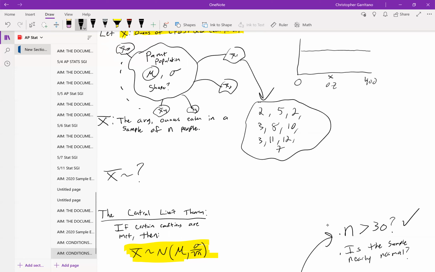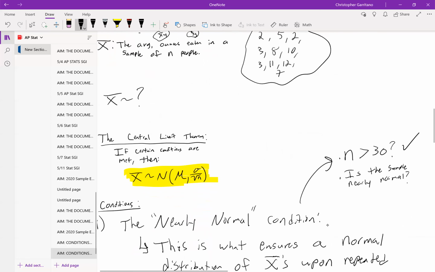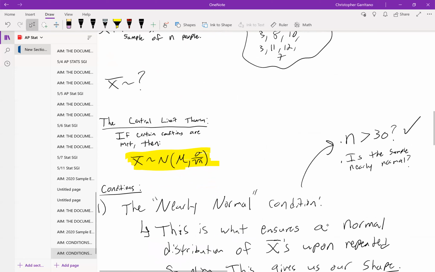I don't really think it is, to be honest, but anyway, that's not the point. So that's how you would check if n is not greater than 30. Is the sample itself nearly normal?